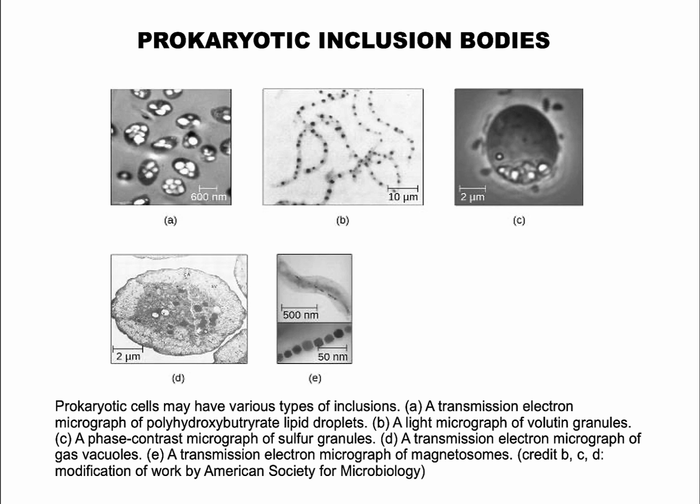Another type of inclusion, sulfur granules, is found in sulfur bacteria from the genus Thiobacillus. These granules contain elemental sulfur, which the bacteria use for their metabolic processes.